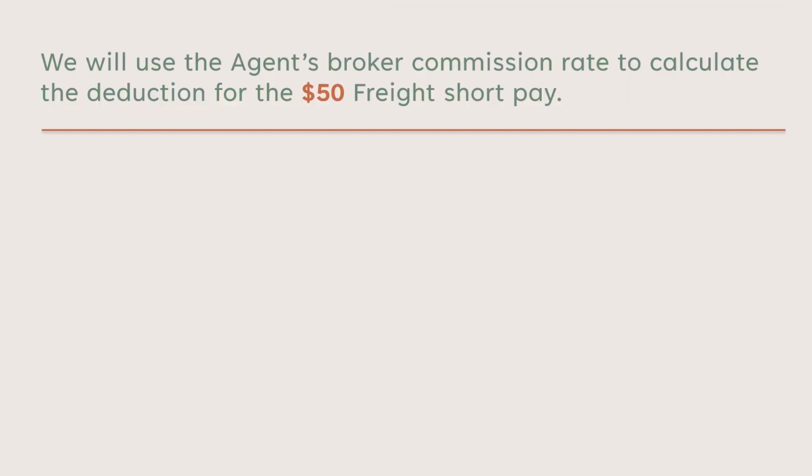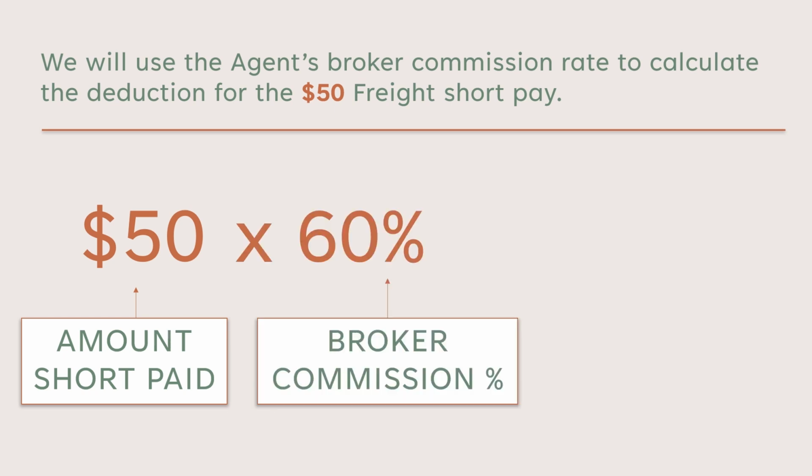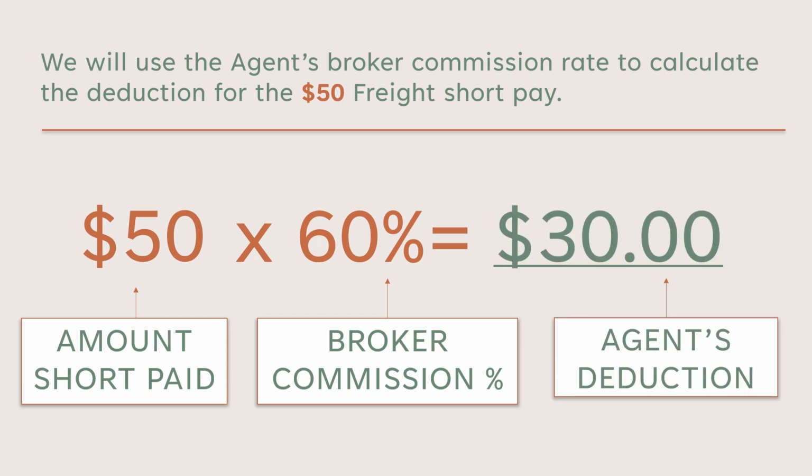Now that we have the agent's broker commission rate, we can calculate the deduction for the $50 short pay. So we're going to take our $50 short paid amount. This is our $50 change in our revenue for this invoice, and multiply it by this agent's broker commission percent of 60, which will equal a $30 agent deduction. So remember, since we are decreasing the revenue we're receiving on this invoice by $50, that is the amount we want to multiply with that agent's broker commission percent to get their total deduction.